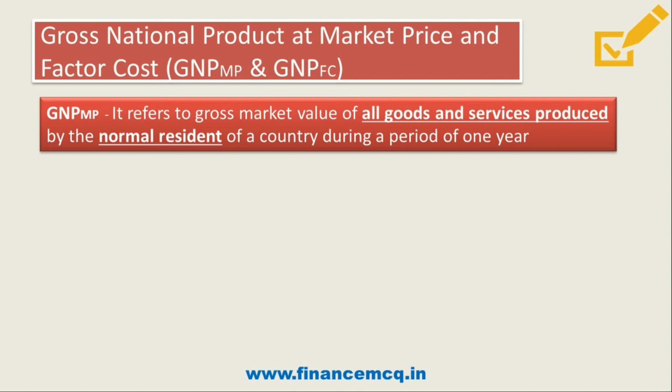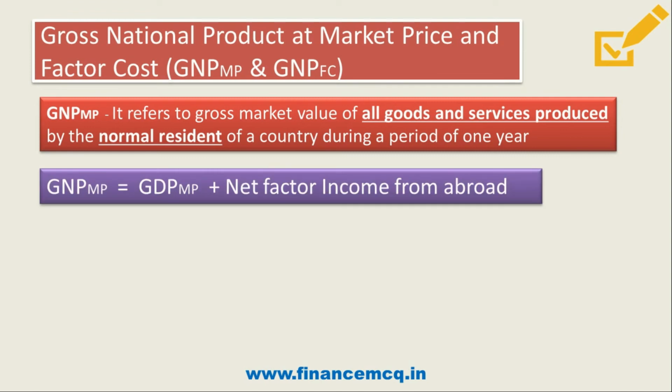Here we are talking about the national product, hence the stress is more given to the goods and service produced by the normal resident. In the GDP case, our focus was on domestic territory. Here the focus is on normal resident. And friends, GNP at market price is calculated as GDP at market price plus net factor income from abroad.